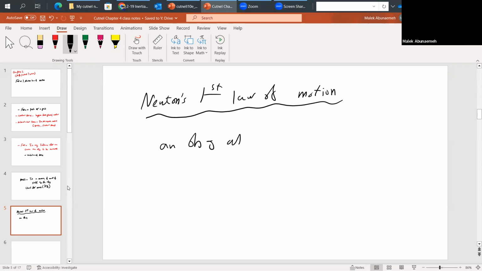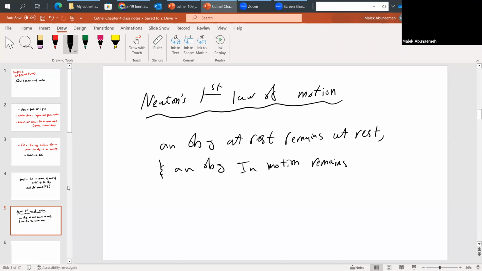An object at rest remains at rest, and an object in motion remains in motion at a constant velocity, if no net force.